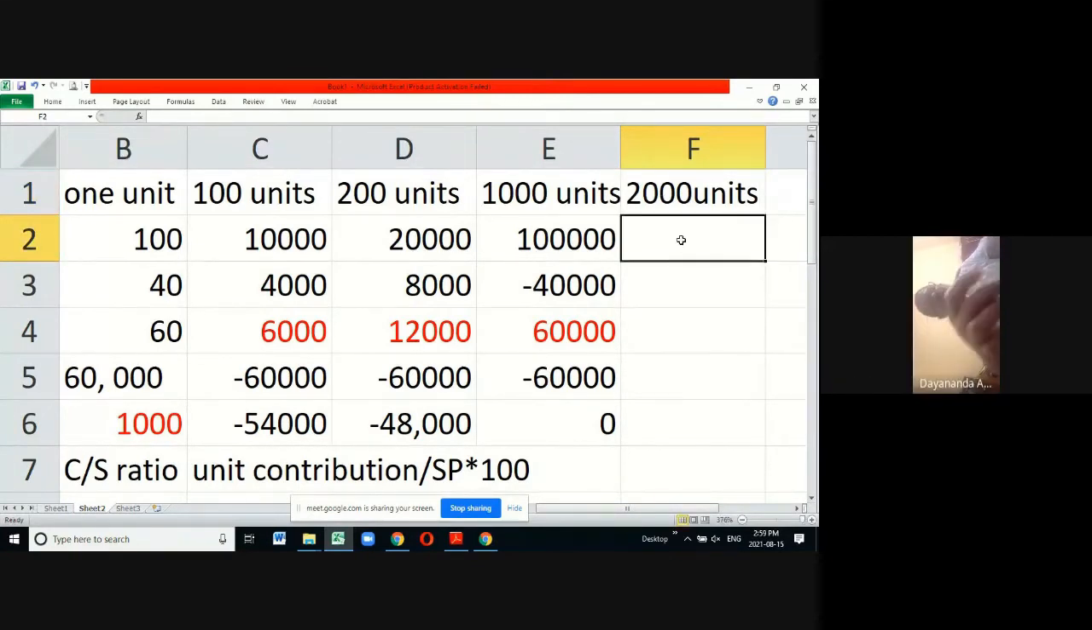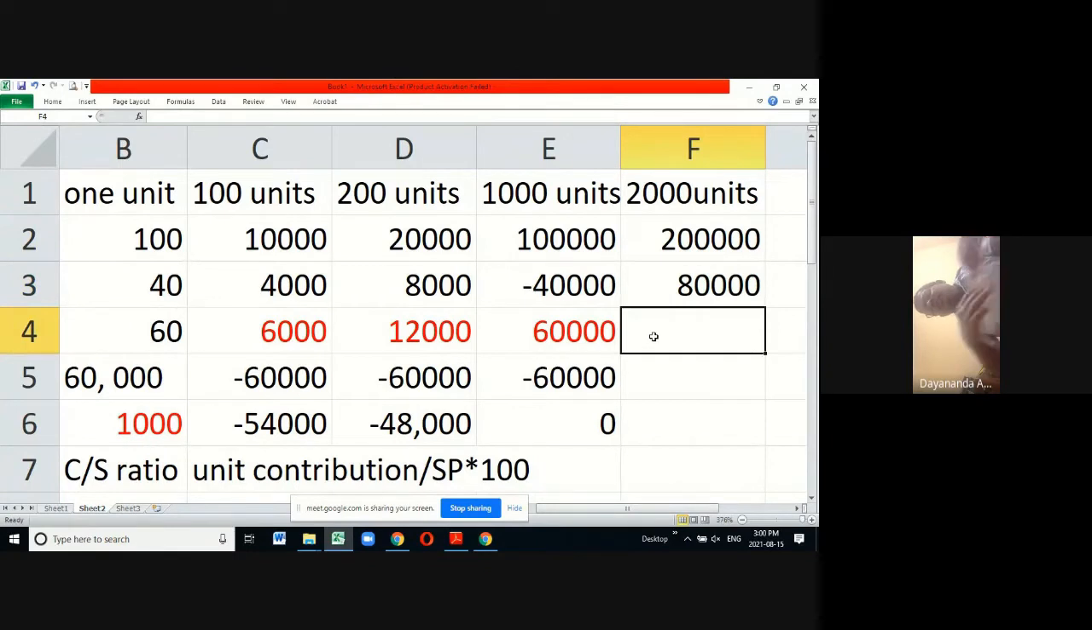2,000 means double, no? 200,000. Can you understand what I am telling? Make a double one, 8,000. But here, even though it is double, your fixed costs remain constant. Even if your sales double, fixed costs remain constant. That is one assumption. So thereby you have to put 60,000 only here. See here what happened? So you will end up with 20,000.